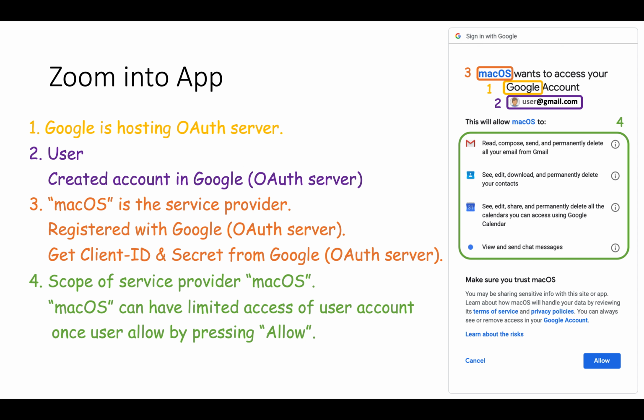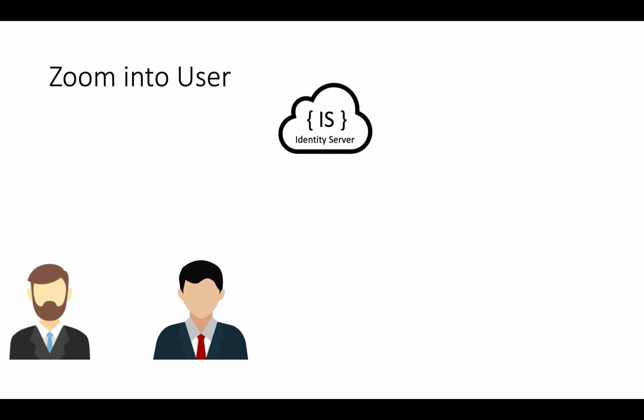Now zoom into user. Here we will take example of corporate user or multi-tenancy use case. So, before creating any user, we have to create organization. Organization can be created by identity server admin. We can ask identity server admin and create an organization with name ABC. So, our organization is ready.